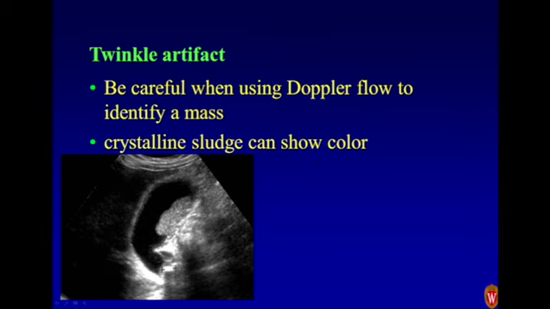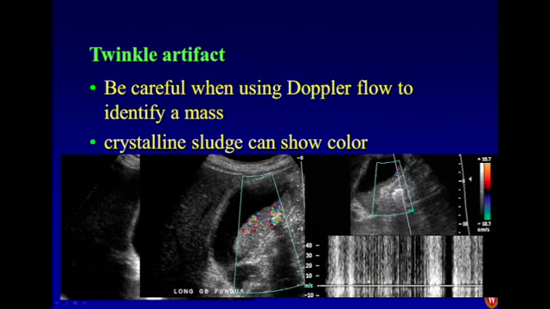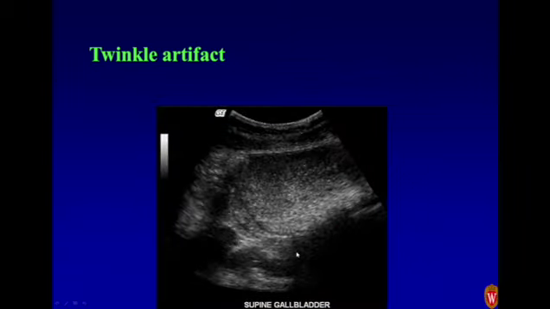When you're looking at a gallbladder and you see this mass-like cluster, it could be tumor, but it could also be tumefactive sludge, right? Most of the time it's sludge. When you turn on your color, just be careful. This is not perfusion. This is Twinkle artifact. Make sure you throw your sample volume on there to convince yourself this is just noise. This is not an arterial or a venous waveform.